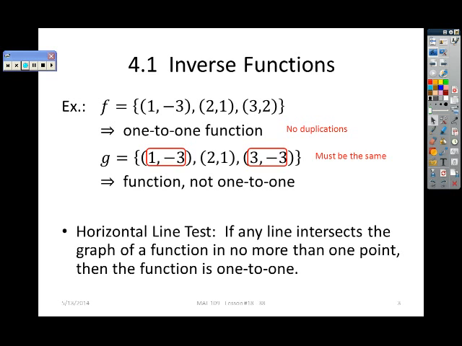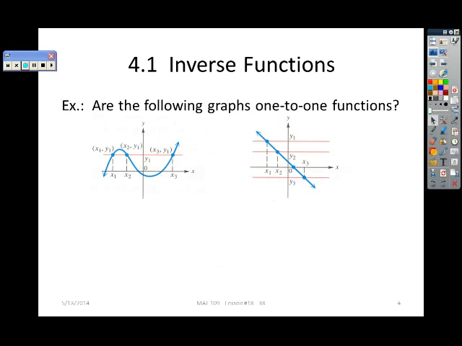Graphically, similarly to the way we have the vertical line test to test whether it's a function, we have a horizontal line test to test whether it's one-to-one. Same concept. If a horizontal line intersects the graph in more than one point, then it's not one-to-one. Or this says if it intersects no more than one, then it's one-to-one.